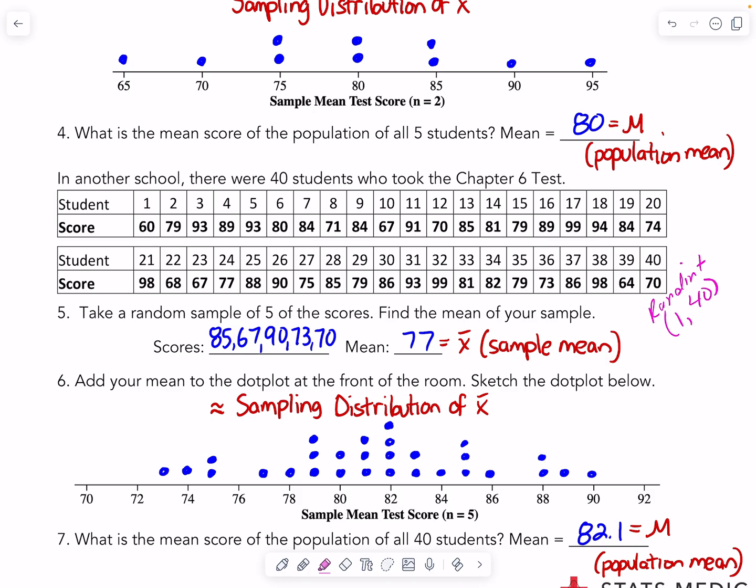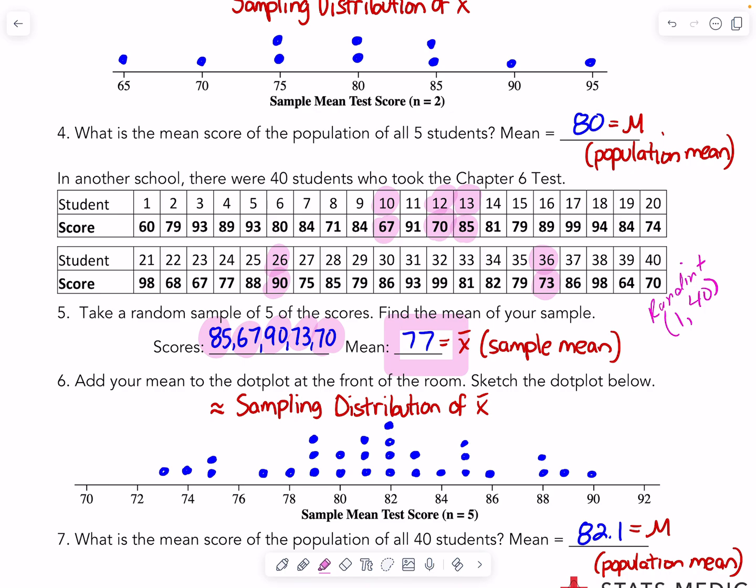For that first one, my first number was 13 and the corresponding score was 85. The next one I got was number 10 and the corresponding score was 67. The next one I got was 13 again, but I already got 13, so I'm skipping it. After that, I got number 26 and that's 90. Then I got number 36 and that's 73. Then I got a 10 again, so I'm skipping it because I already got a 10. And finally I got a 12 and that's 70. So that's all 5, and I found the average, just adding them up and dividing. The average was 77.